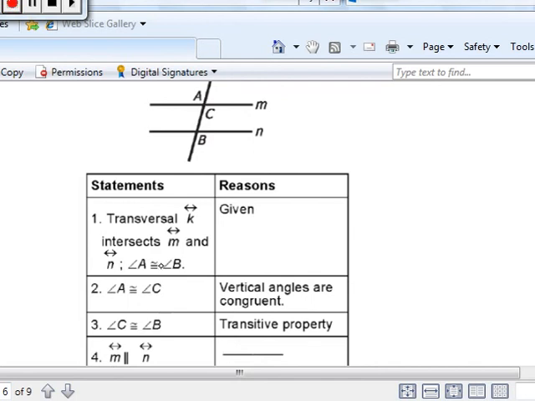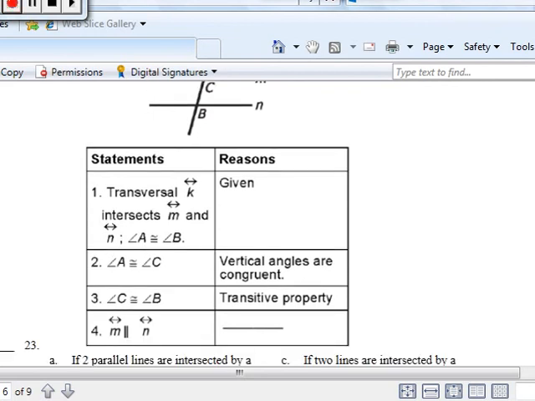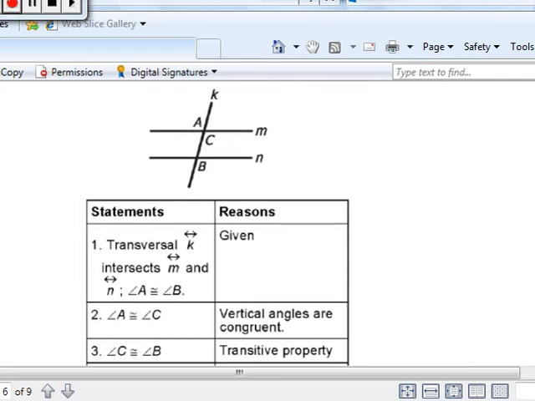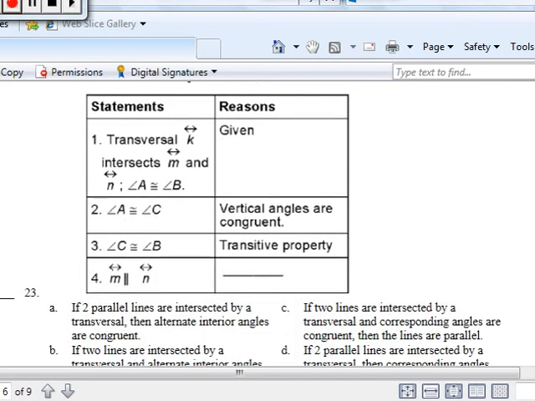Well, how in the world did they go there? Look what was given. You were given that A and B were the same. We then said that A and C were the same because they were vertical. So now we know that C and B are the same by the transitive property. So since we know that C and B, look where you're going from. You're going from C and B being the same to now the lines are parallel. Look at C and B. C and B, Hannah, are what type of angles? So we're using the fact that corresponding angles are congruent to prove that the lines are parallel. So what's my missing reasoning?